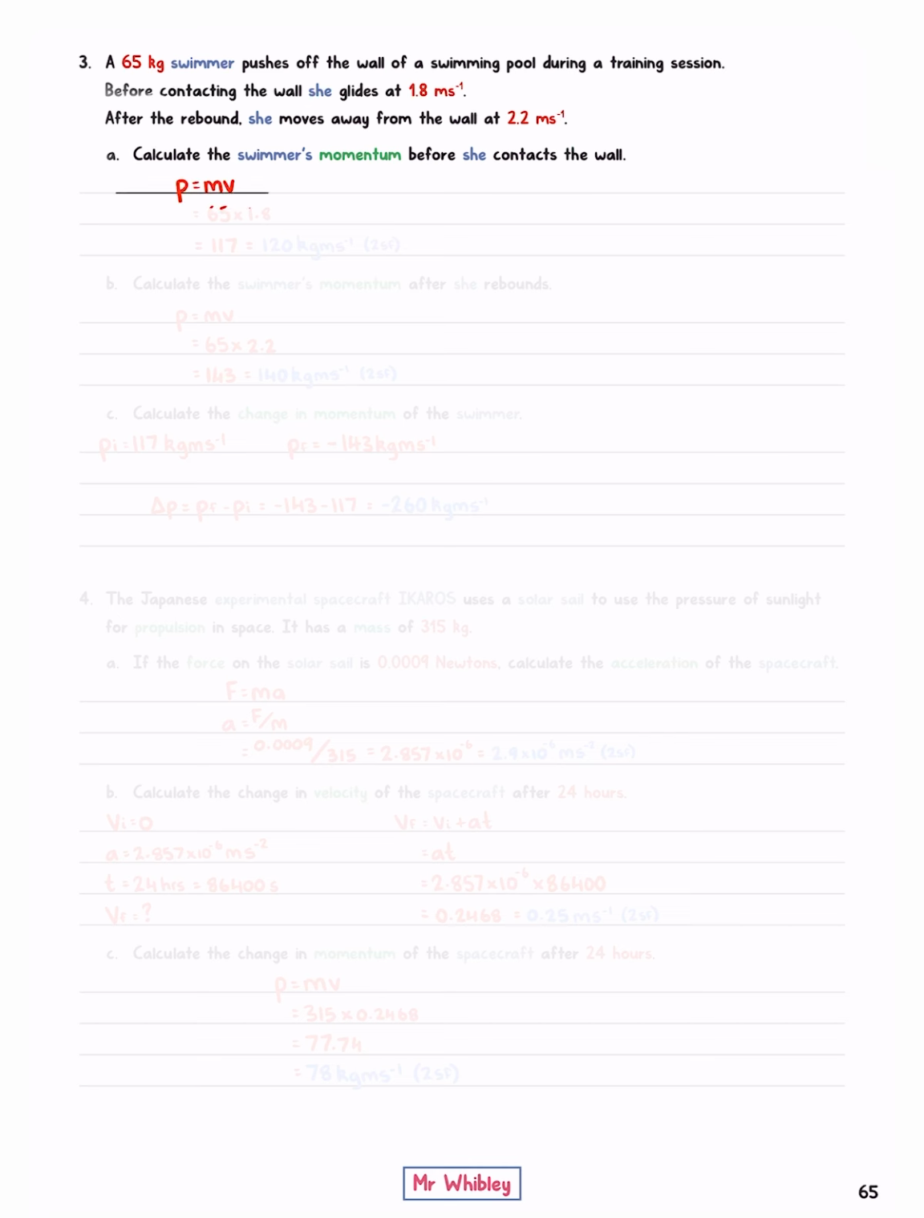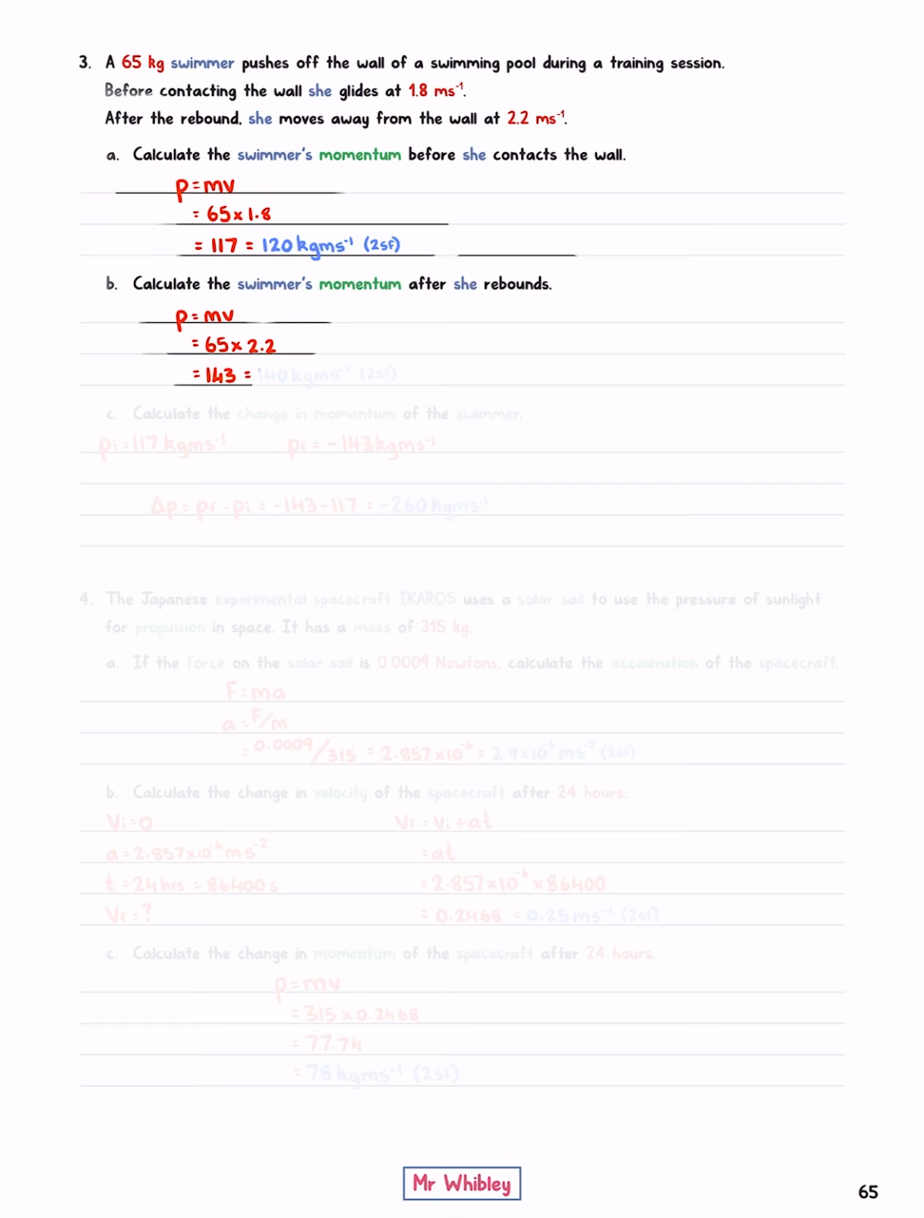Momentum is mass times velocity. We know the mass, we know the velocity, which gives us 117, or 120 kilogram meters per second to two significant figures. Calculate the swimmer's momentum after she rebounds. Once again, using momentum as mass times velocity, putting in our mass and our velocity, gives us 143 or 140 kilogram meters per second to two significant figures.